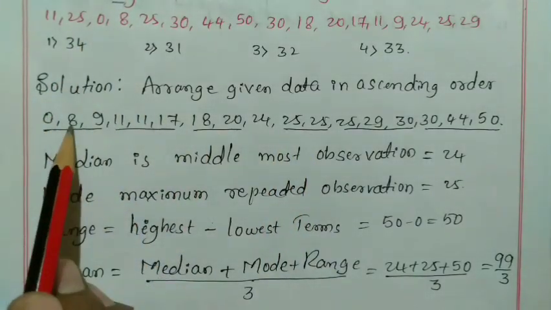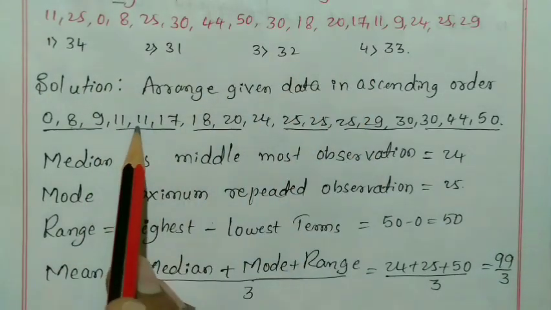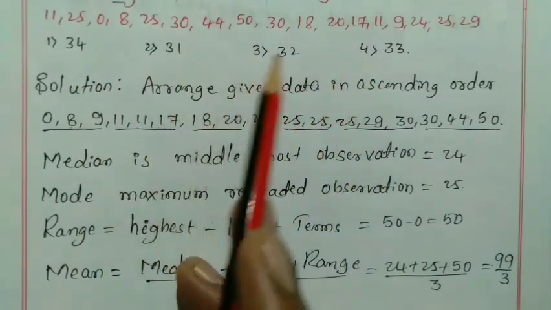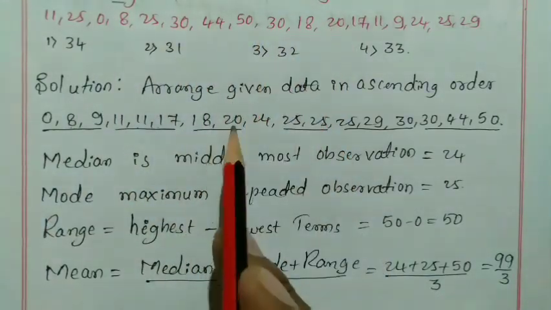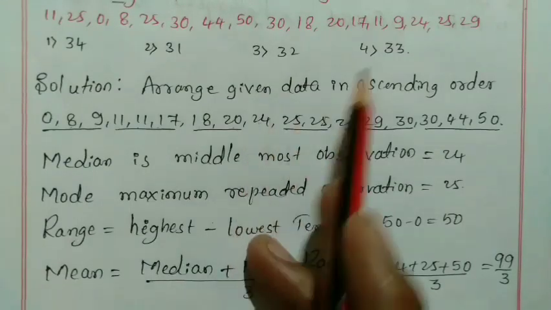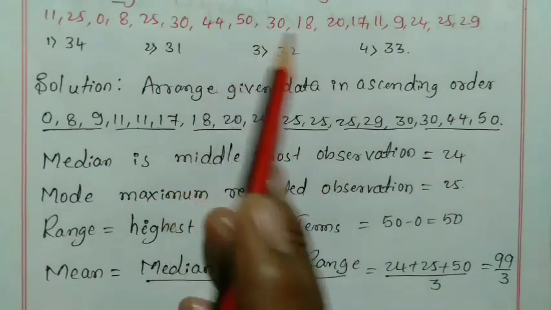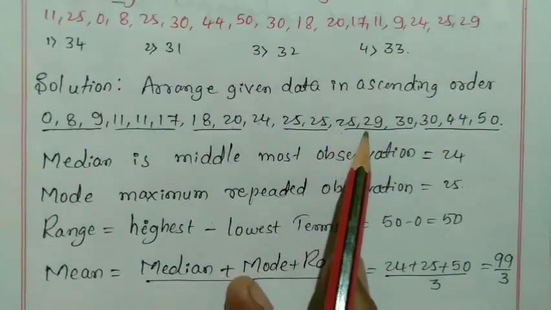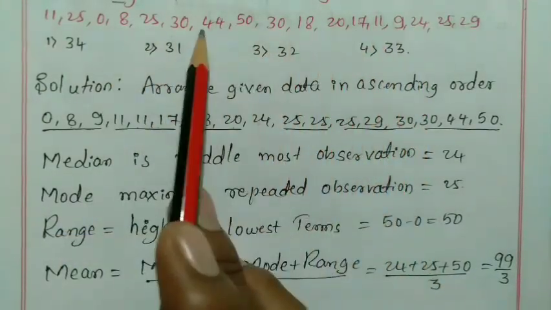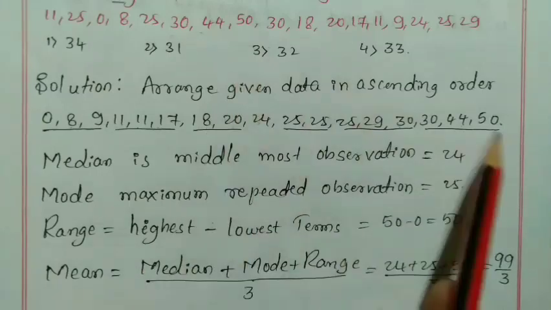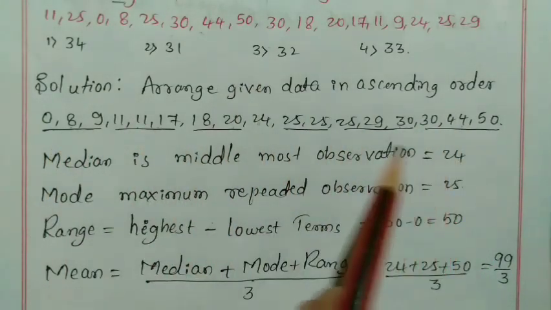First you can write 0, after that 8, after that 9, after that 11, after that 11. Then 17 and 18. And 20 you can write here. Then you can write 24 here, 25, 25, 25 and 29. Then you can write 30, 30, 44, and 50. So these all are now in ascending order.